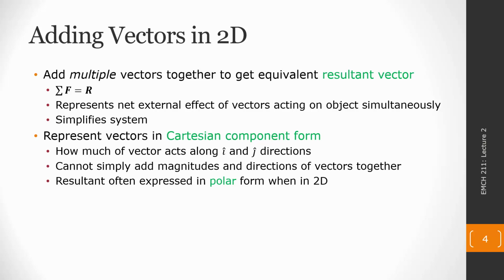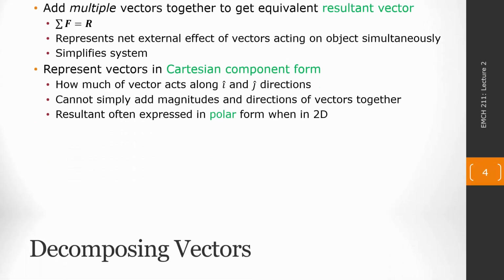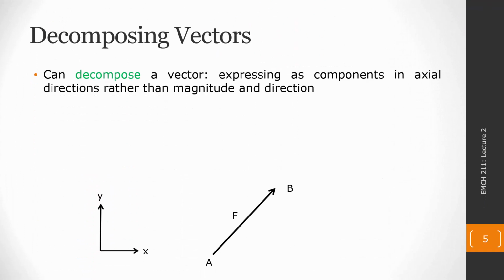So how do we put our vectors into this Cartesian component form? We're going to do something called decomposing our vector. So again, instead of simply expressing it as a magnitude and direction, that polar form, we're going to say how much of it lies along specific axes. Typically, the x-axis and the y-axis when we're in a Cartesian system, which is typically what we're going to be operating in.